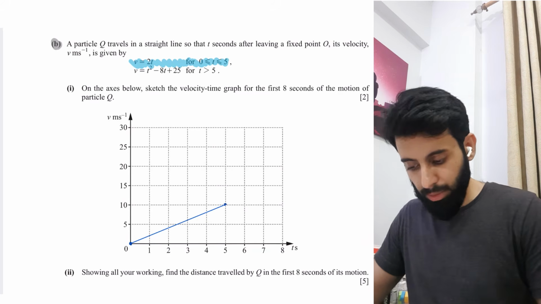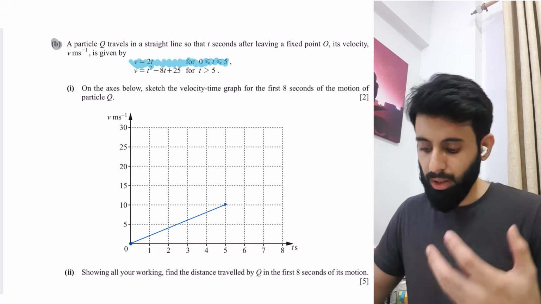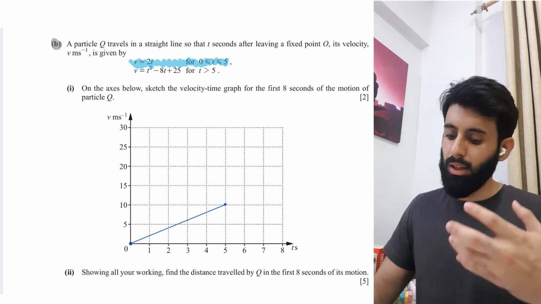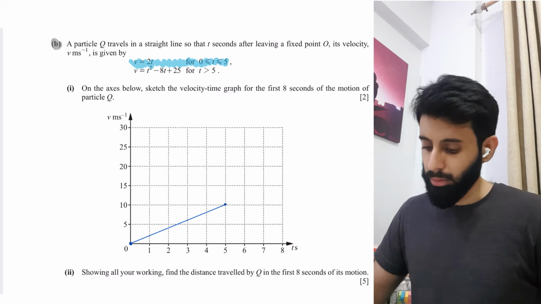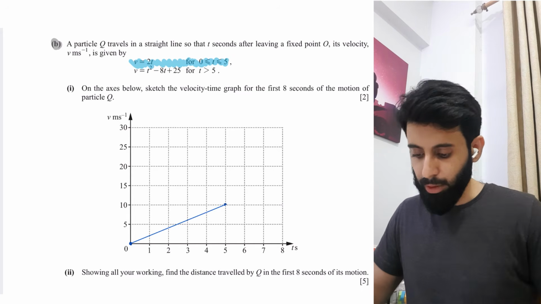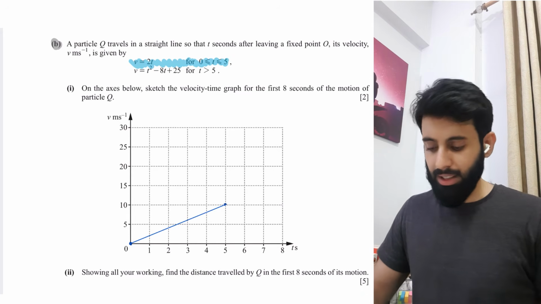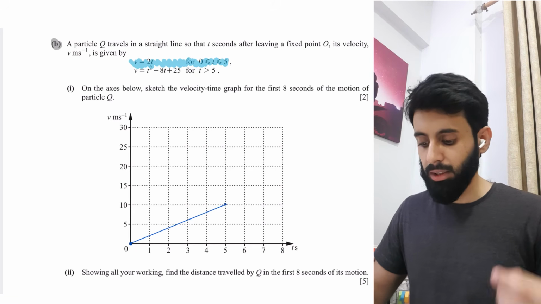Okay, so if you plug in 0 in place of t, you get 0. If you plug in 1, you get 2. If you plug in 2, you get 4. And just like that, 6, 8, and then all the way to 10. Now from 5 onwards, we have a quadratic curve, which is t squared minus 8t plus 25.